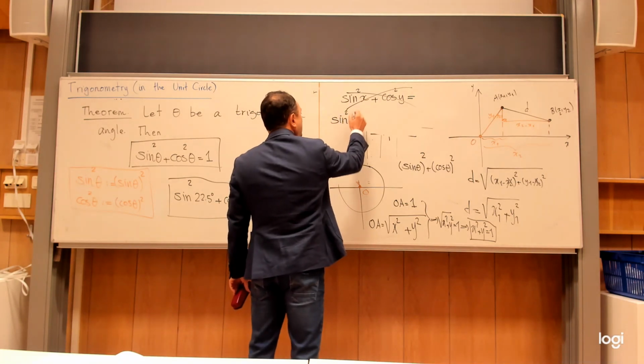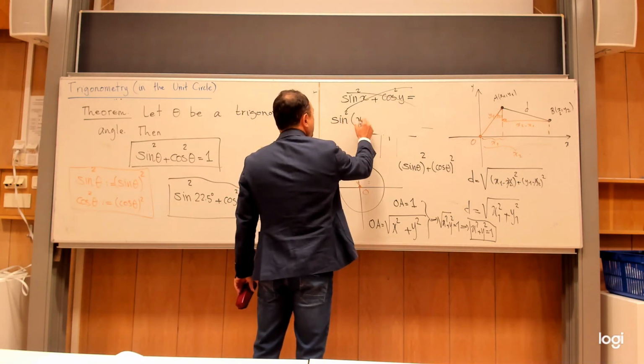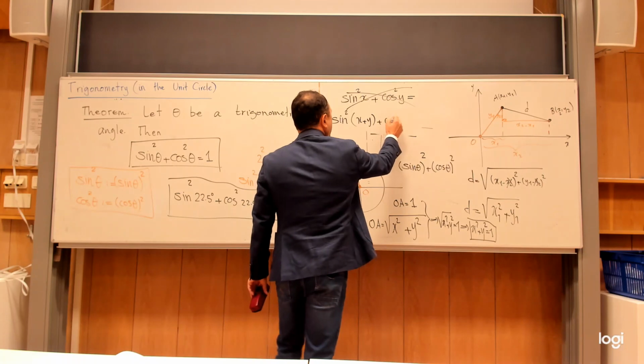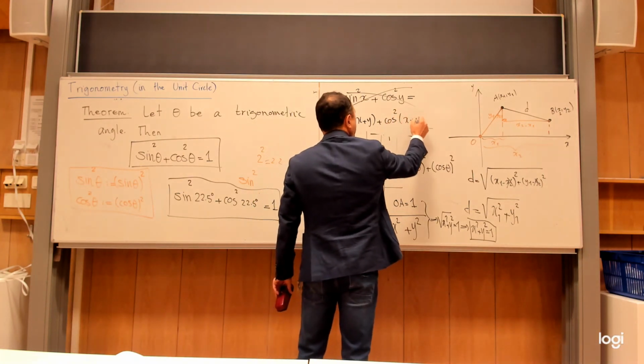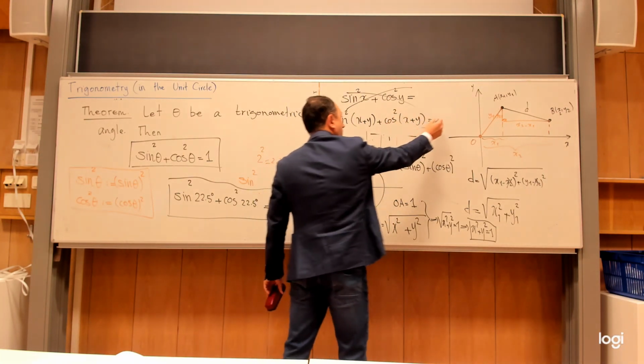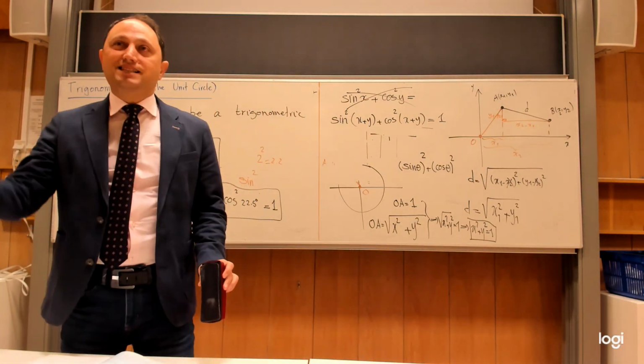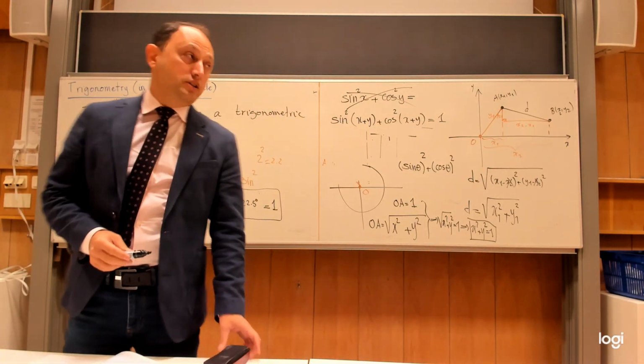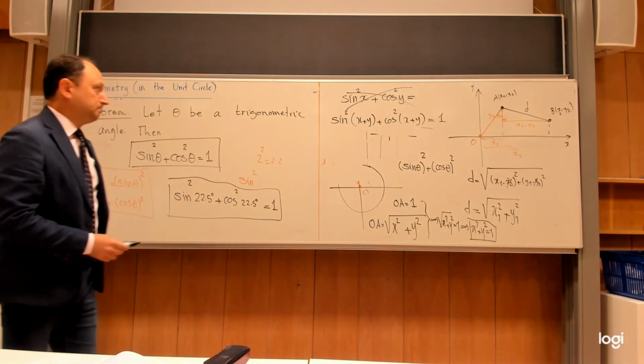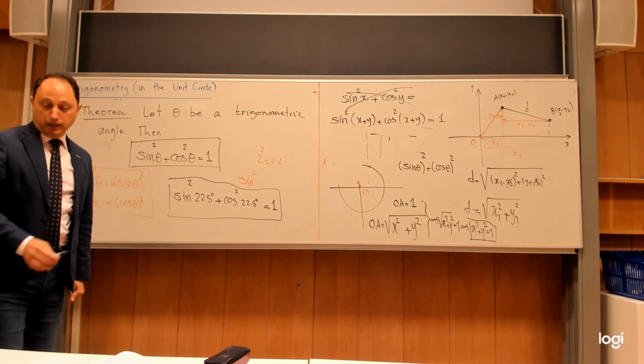But let me ask you something. Sine of 2, I put in front of it x plus y, plus cosine to the power of 2x plus y. What is this number? This is 1. Because what is sitting in front of sine is exactly the same as what is in front of cosine. Is that clear? Okay.